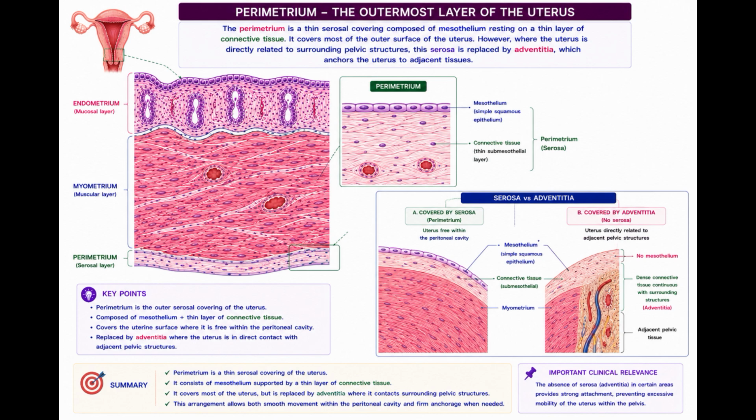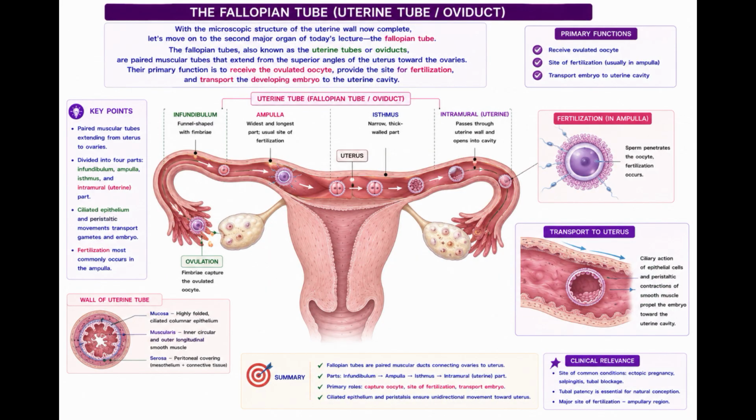The perimetrium is a thin serosal covering composed of mesothelium resting on a thin layer of connective tissue. It covers most of the outer surface of the uterus. However, where the uterus is directly related to surrounding pelvic structures, this serosa is replaced by adventitia, which anchors the uterus to adjacent tissues. With the microscopic structure of the uterine wall now complete, let's move on to the second major organ of today's lecture, the fallopian tube.